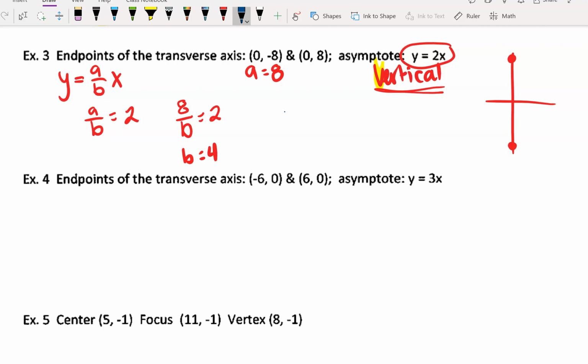We'll do, since it's vertical, that means that our y value goes first. So we're going to have y squared over, our a value is 8, so this is going to be 8 squared, which is 64, minus x squared over b squared, so 4 squared is 16.